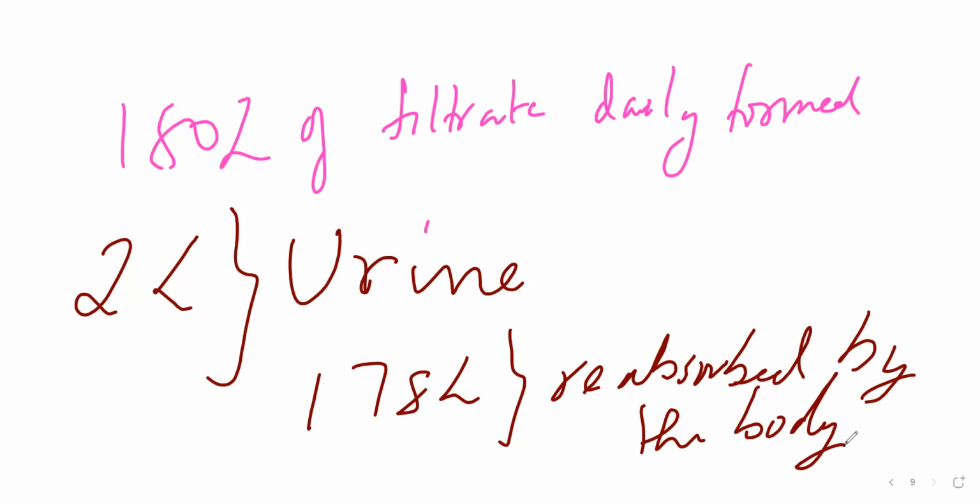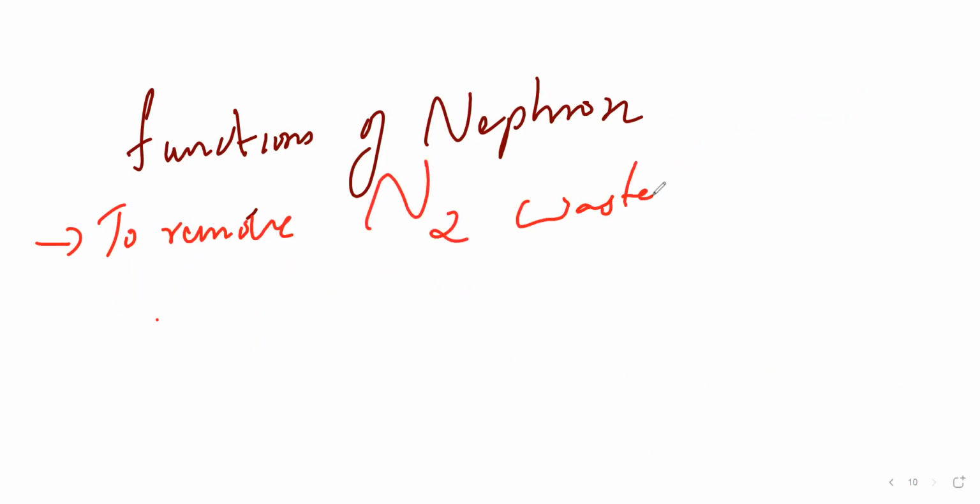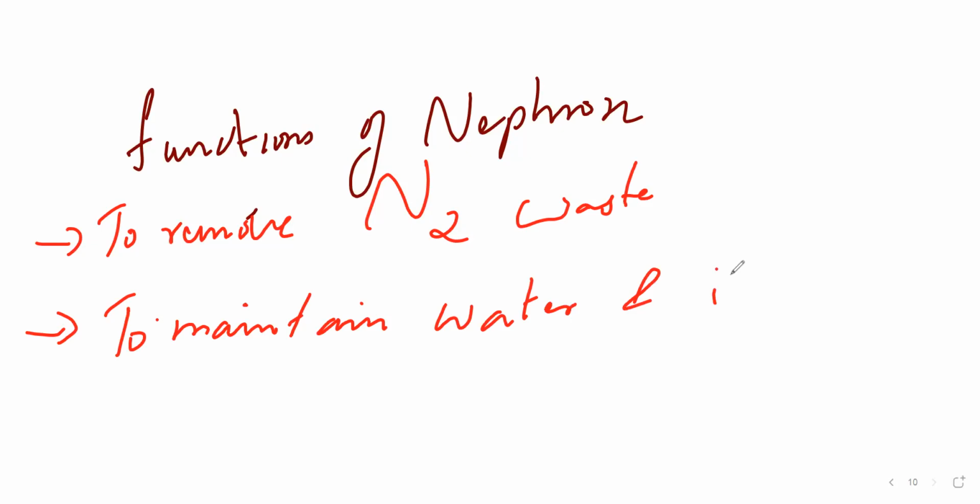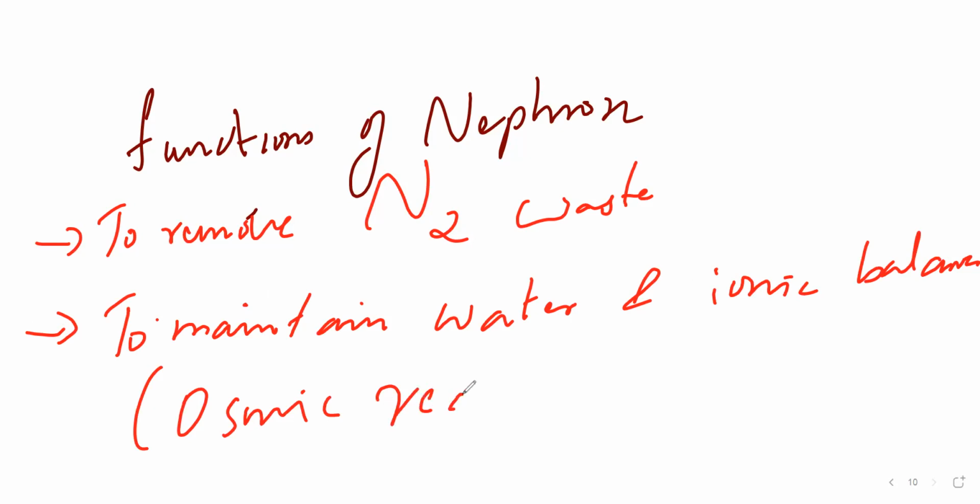One more question that they can ask is, what are the functions of nephron? What is the main function? To remove the nitrogenous waste, urea and uric acid. Next, to maintain the water and ionic balance, and that is called osmotic regulation. First time you might be hearing that again. Osmoregulation.